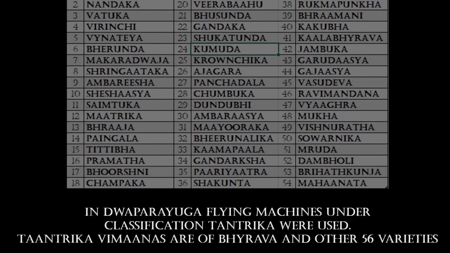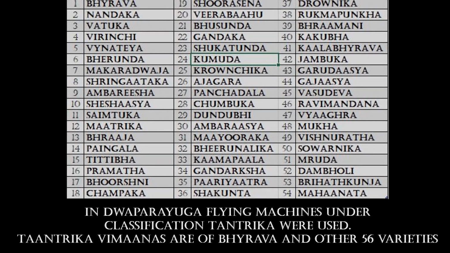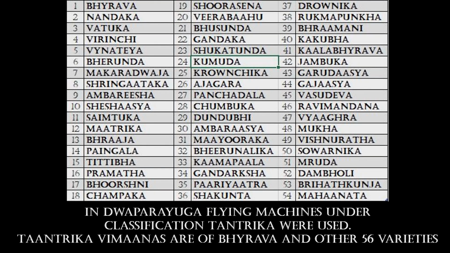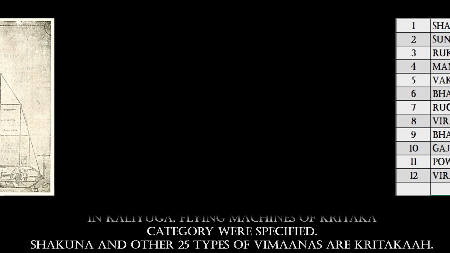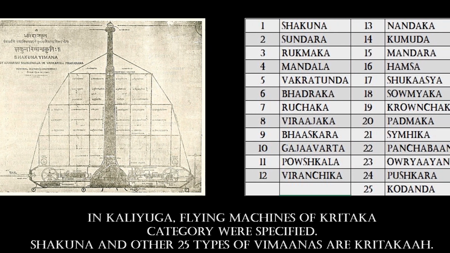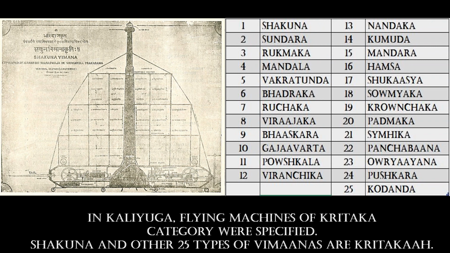In Dwapar Yuga, flying machines were of tantrika category. Tantrika Vimanas are of Bhairav and other 56 varieties. In Kali Yuga, flying machines of kritika category were specified. Shakuna and the other 25 types of Vimanas are kritika.